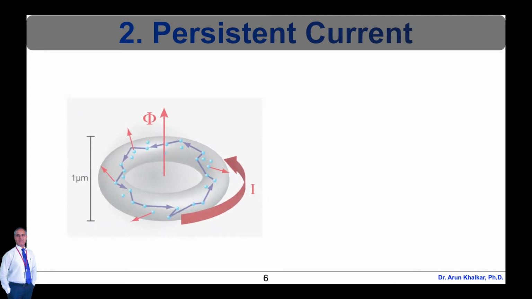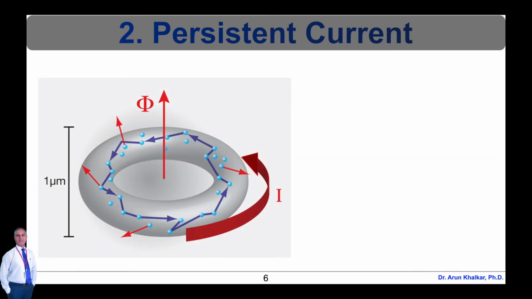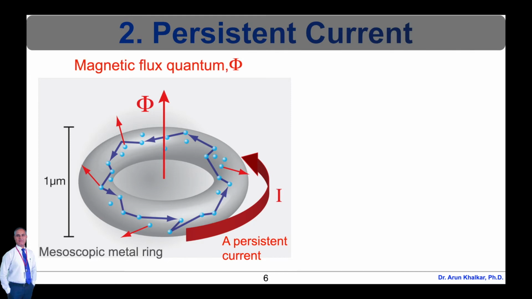A schematic representation of a persistent current in a mesoscopic metal ring threaded by a magnetic flux quantum phi is shown in this diagram. For rings nearly 1 micrometer in size and at a temperature nearly 1 Kelvin, the flux quantum induces a persistent current due to the Aharonov-Bohm effect. Elastic scattering from static impurities, the light blue spheres, does not destroy the phase coherence of the wave functions, and persistent currents can flow even though the metal has a finite resistance.